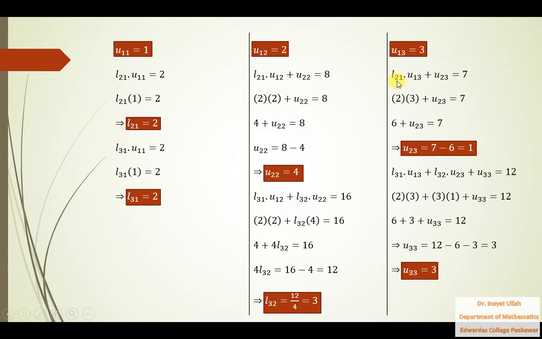Now the third element of the second row of the left hand side is equal to the third element of the second row of the right hand side.